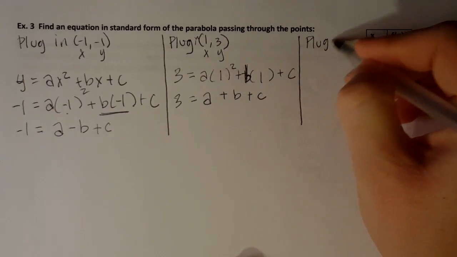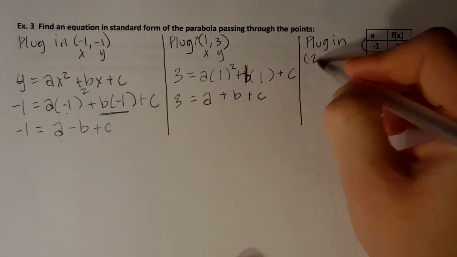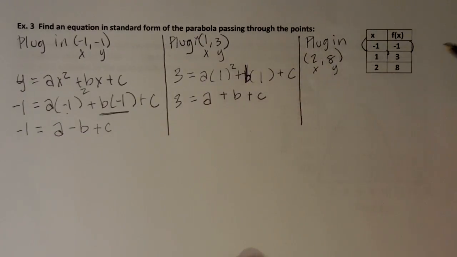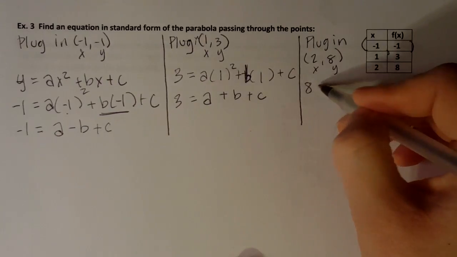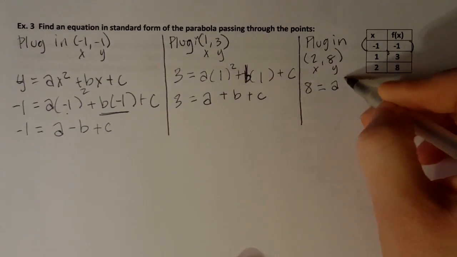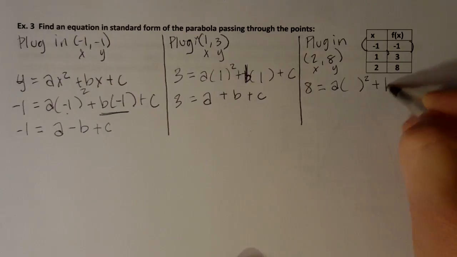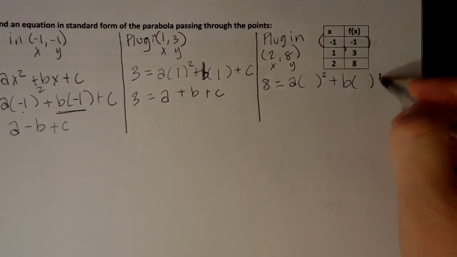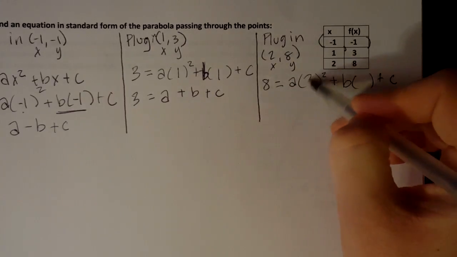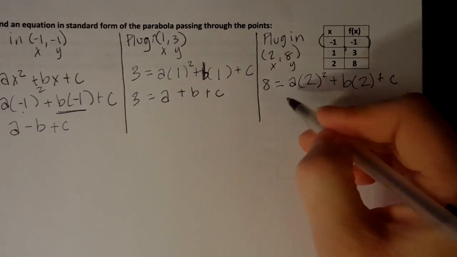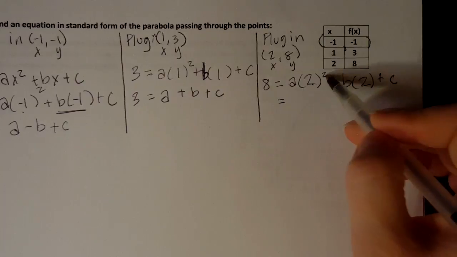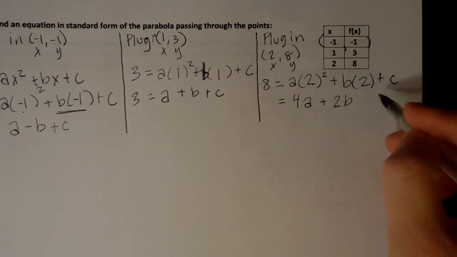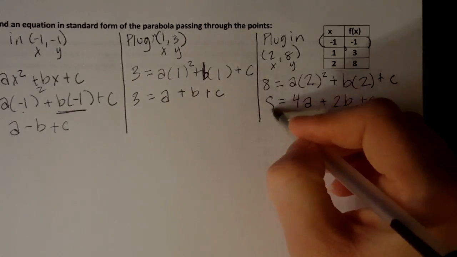equation. Plug in 2, 8. x is 2, y is 8. So y equals, we're going to put 8 equals ax squared plus bx, make sure we can see all this, plus c. We're going to put a 2 in each of the x positions. Let's square that first. 2 squared is 4. 4a plus 2b plus c equals 8.